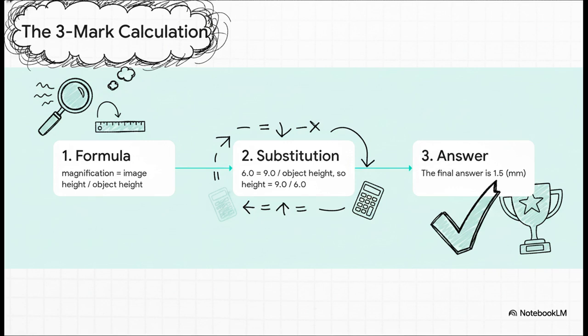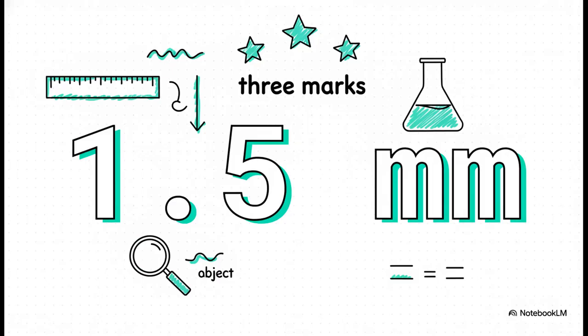Step 2, substitute the numbers in. So 6.0 equals 9.0 divided by the object height. Then show that you've rearranged it to solve. That's your second mark. And finally, you just calculate the answer. And that gives us 1.5.